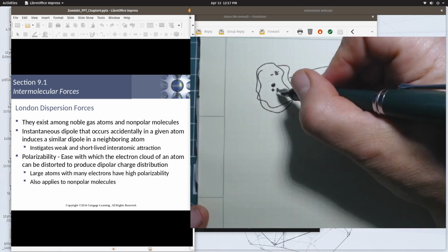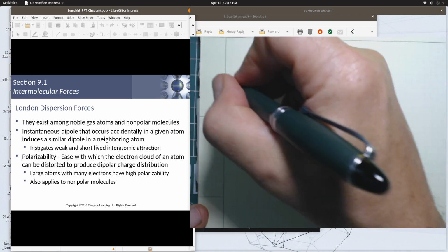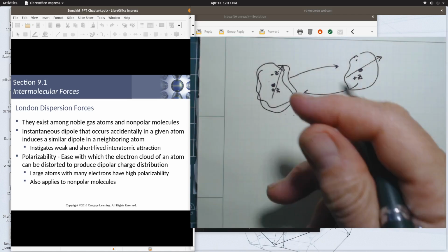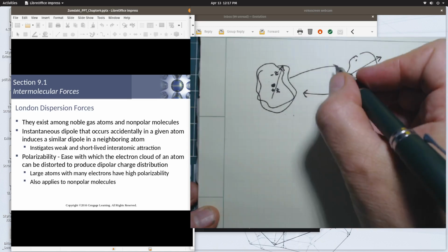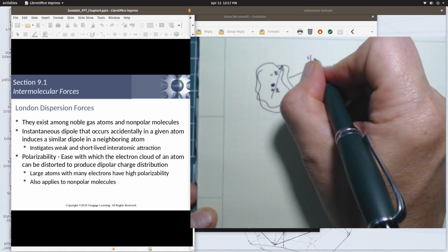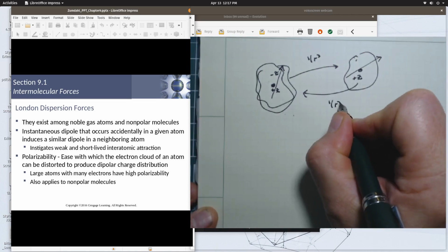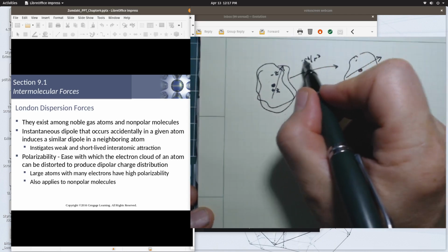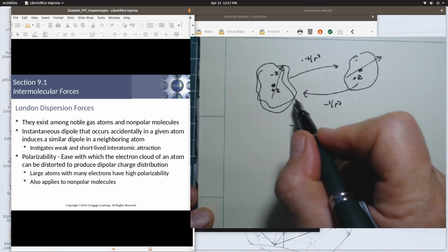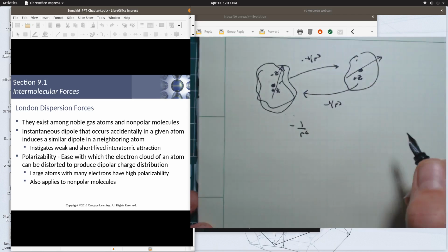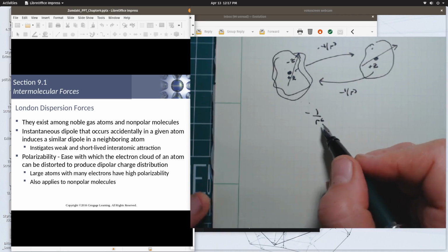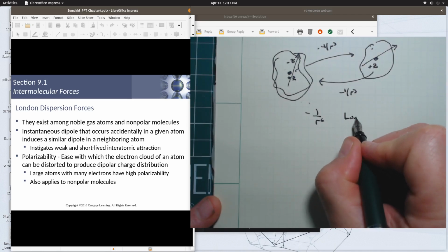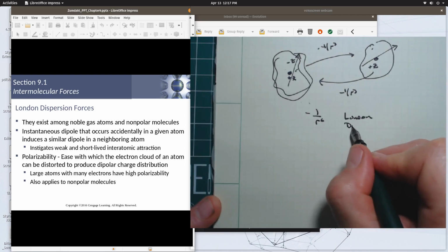So I get an instantaneous dipole, and maybe pointed that direction, and it induces a dipole around this thing, and because this is a 1 over R^3 interaction, and this is a 1 over R^3 interaction, I get a 1 over R^6 attractive interaction. This is attractive interaction between dipoles. So I have a dipole-induced dipole type interaction in this system. So I get a 1 over R^6 type interaction. This is the London dispersion forces.